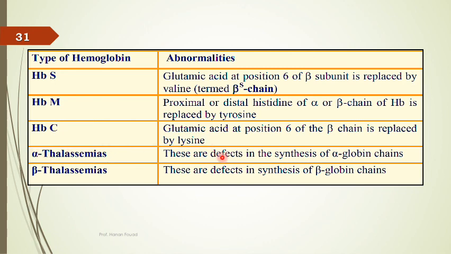In alpha thalassemia, we have mutation and decreased synthesis of the alpha globin chain. We have 4 types of alpha thalassemia. In beta thalassemia, we have mutation and decreased synthesis of the beta chain of hemoglobin, and we have 2 types of beta thalassemia. And this finishes the lecture.